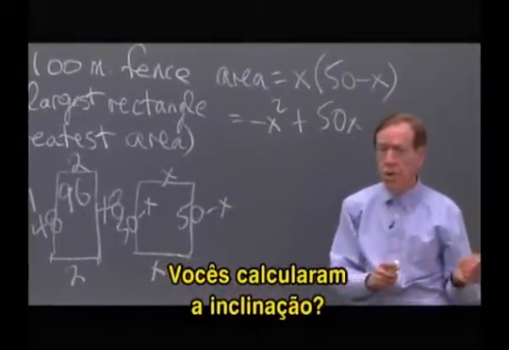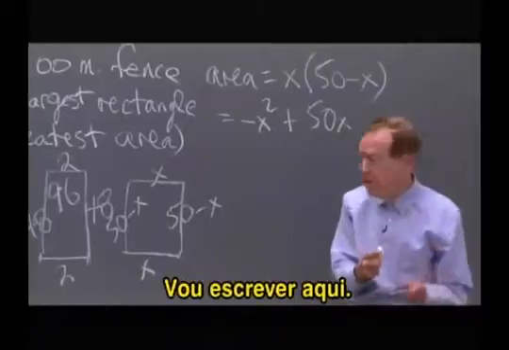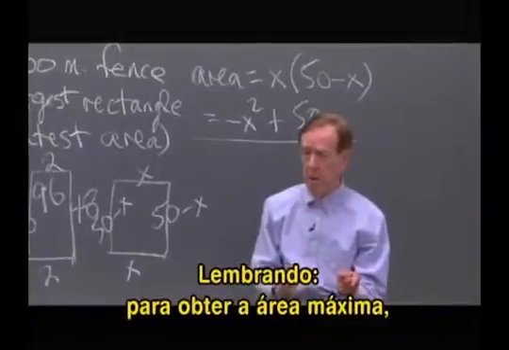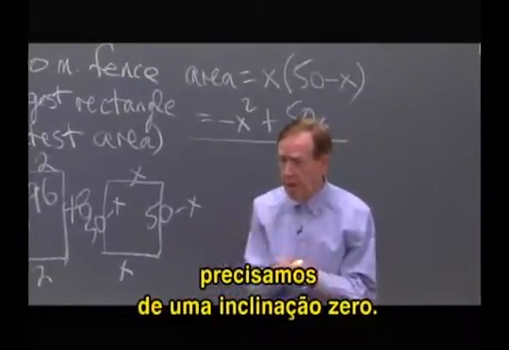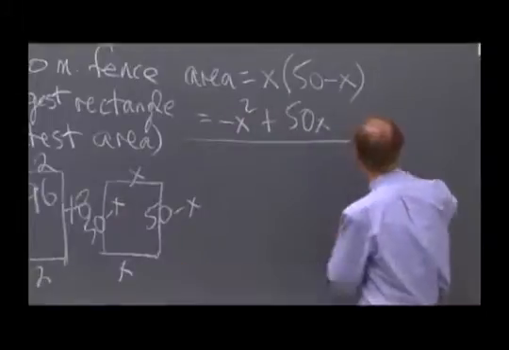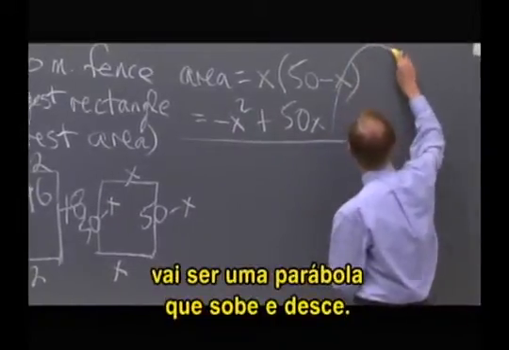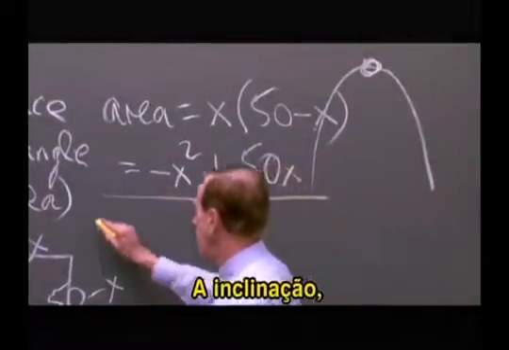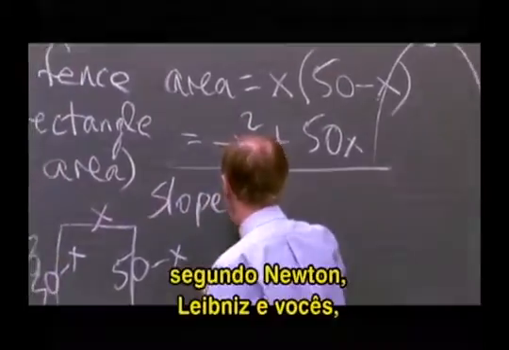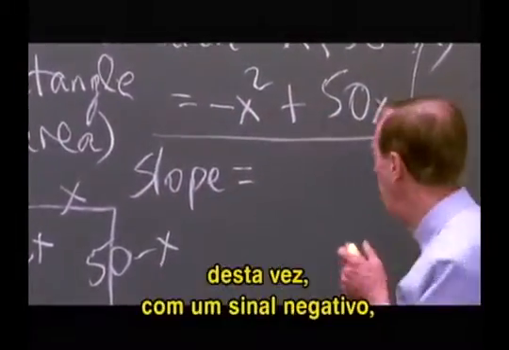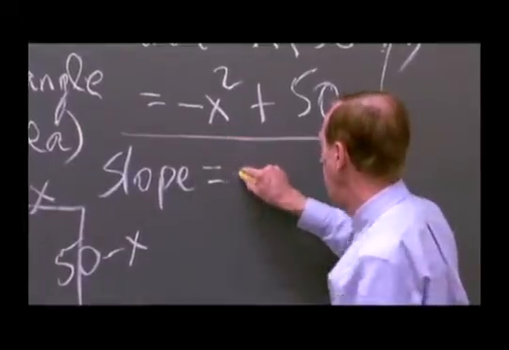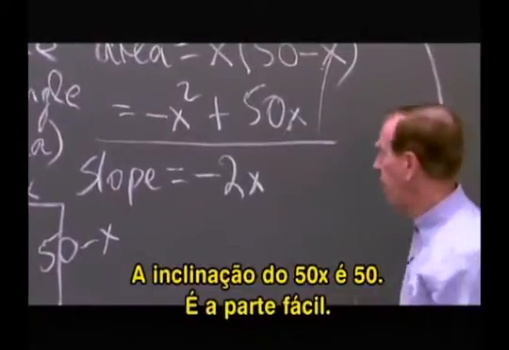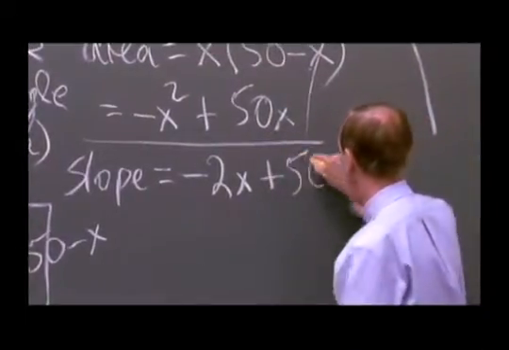So, did you figure the slope of that? Let me just put it up here. Remember, if we want the maximum area, we want the slope to be 0 at the maximum. If I graph this thing, it is one of these parabolas that goes up and down, and I'm looking for that point at the top. That's the max. Okay, so the slope, by Newton, Leibniz, and you, is, with a minus sign, I hope you saw that it was minus 2x now. And the slope of the 50x is just 50. That's just the easy part.